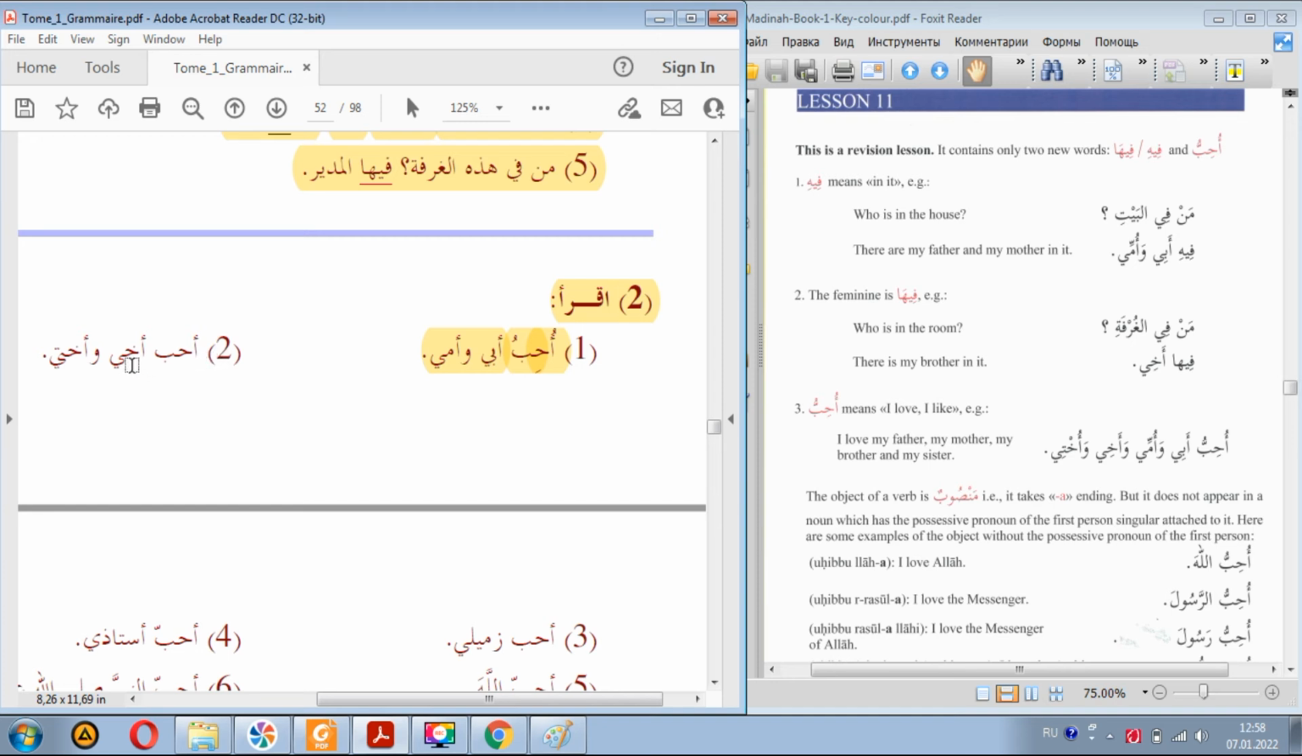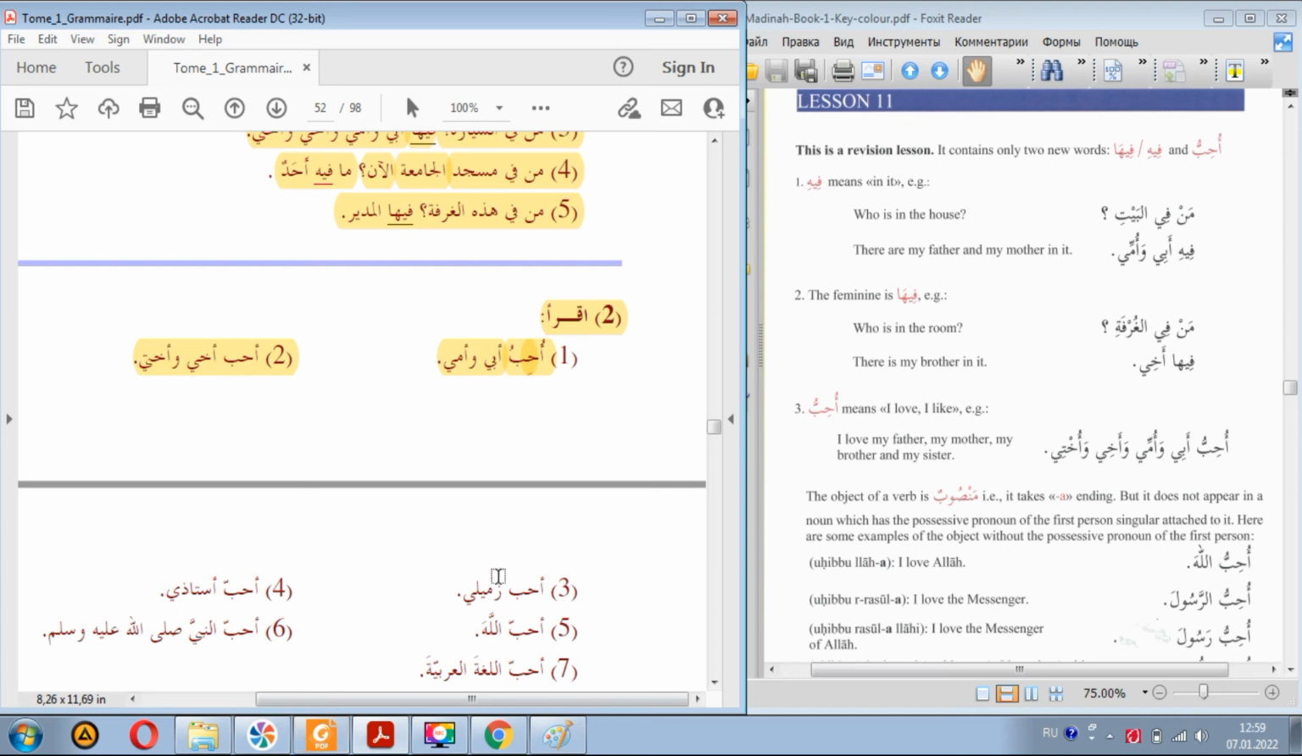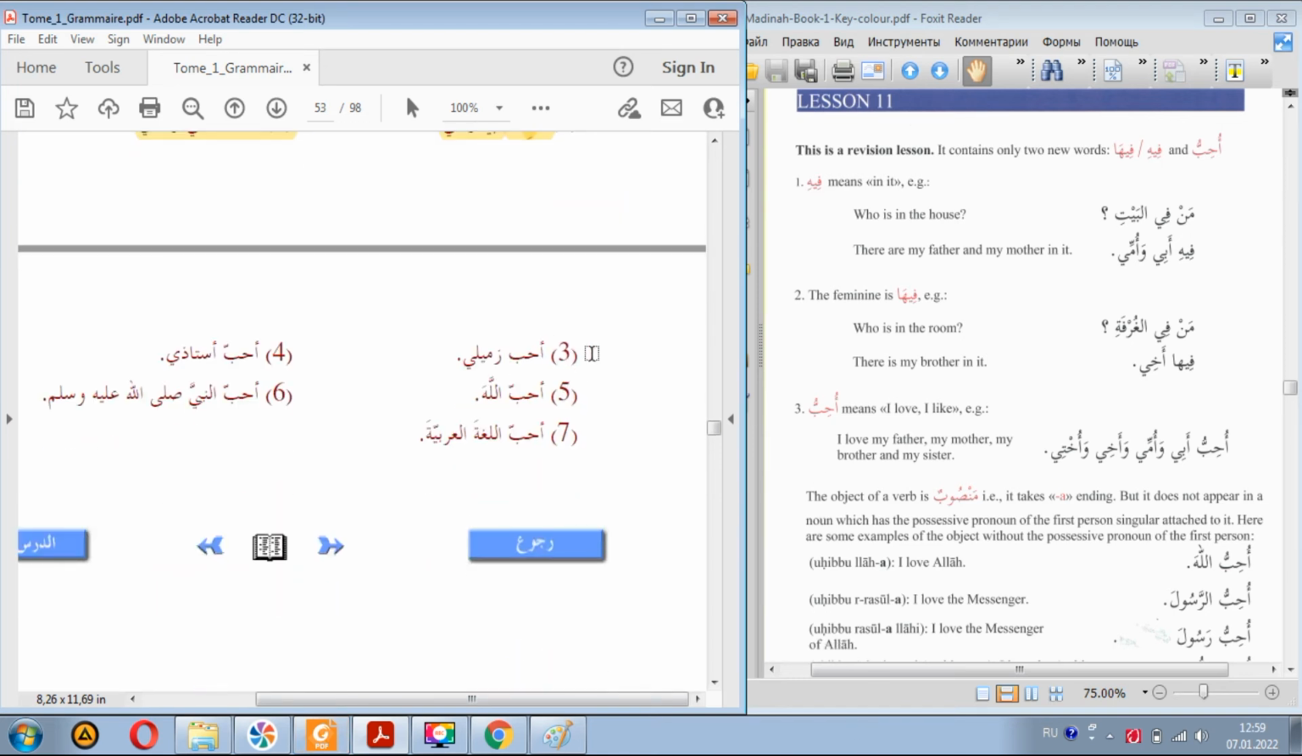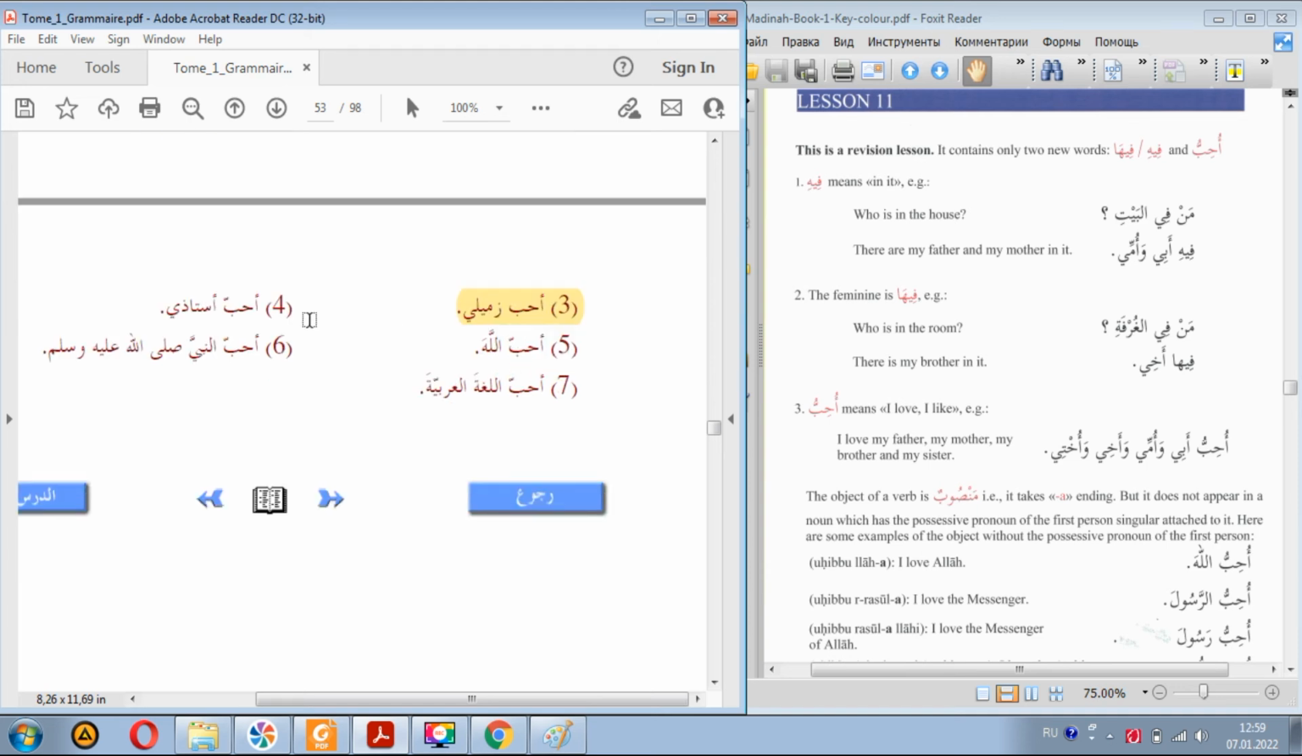أحب أخي وأختي, I love my brother and sister. أحب زميلي, I love my friend or classmate. أحب أستاذي, I love my أستاذ, I love my teacher.